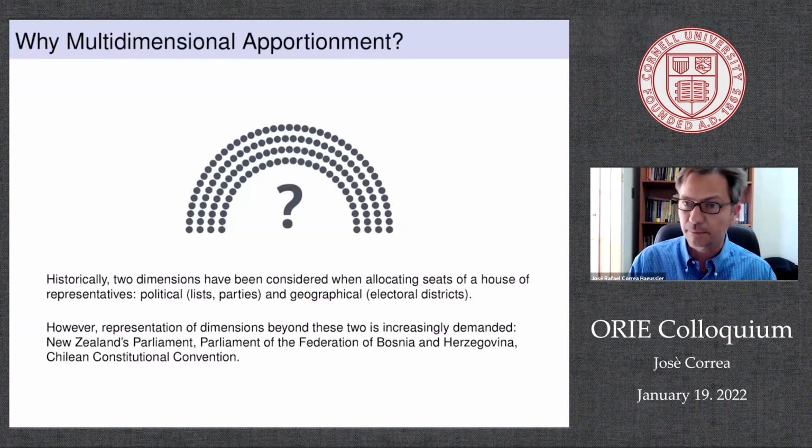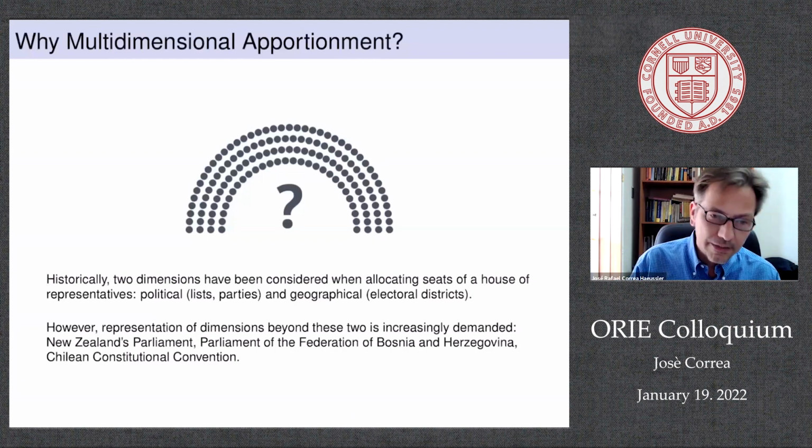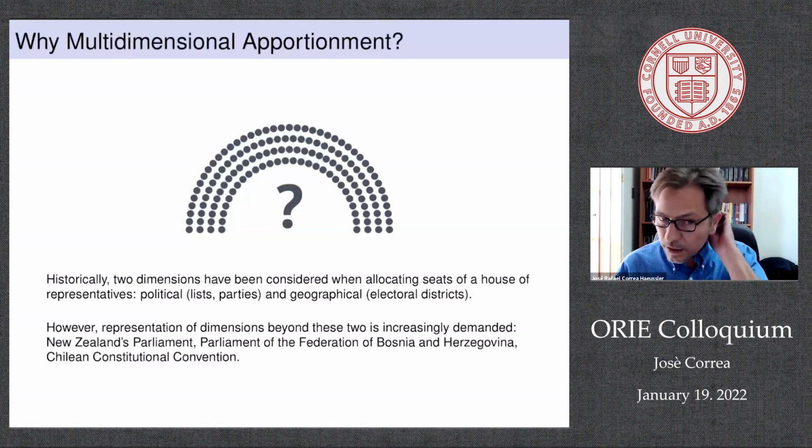And there are not too many examples in the world currently, but there are others. One example is New Zealand's parliament, where Maoris have representation. Another example, which I don't think ended up being an example, was the Federation of Bosnia and Herzegovina, where it was proposed to have some paritarian ethnic representation in the parliament.